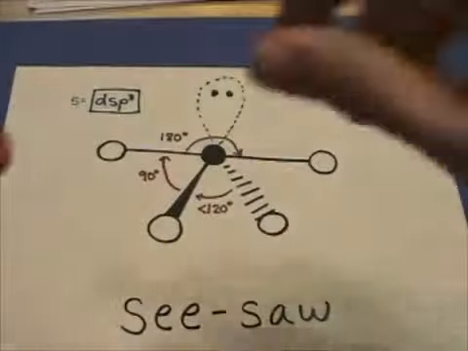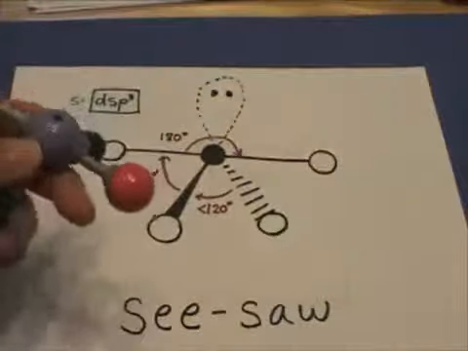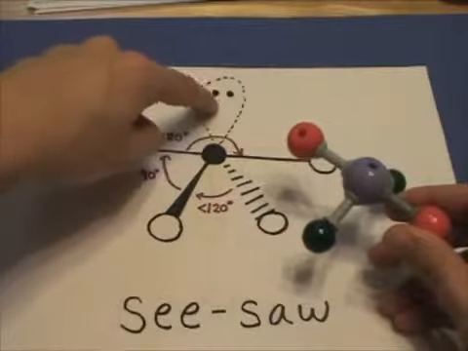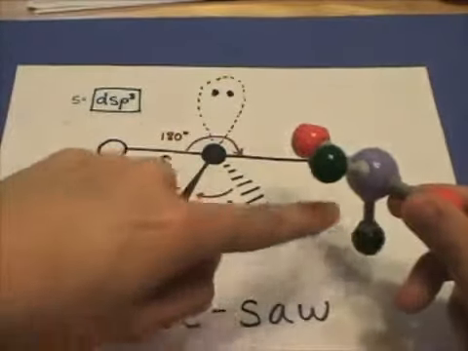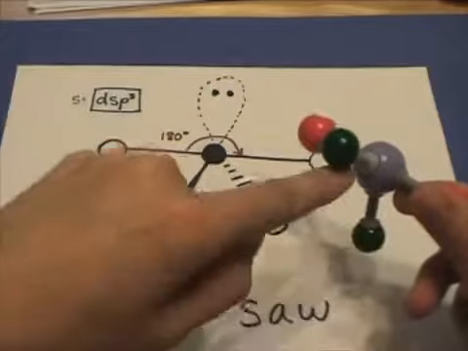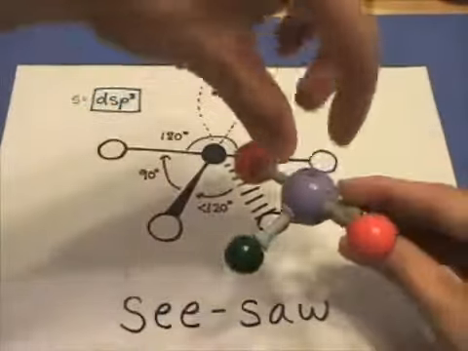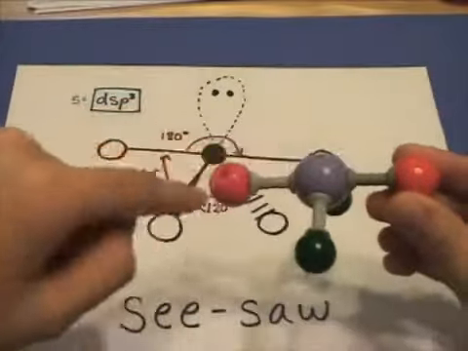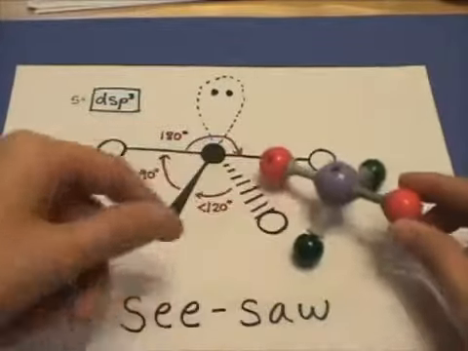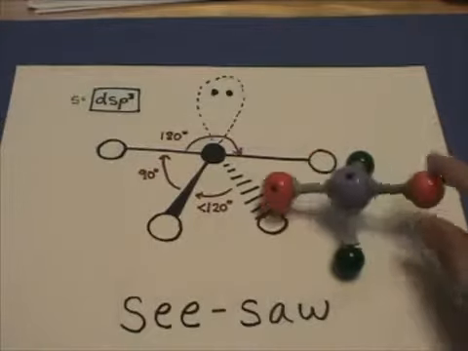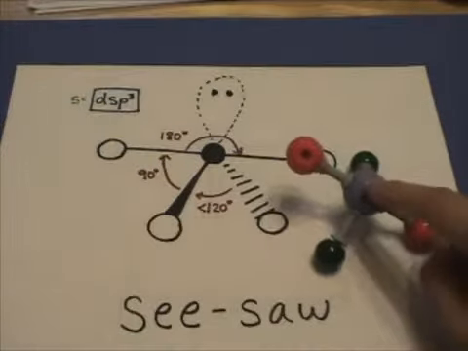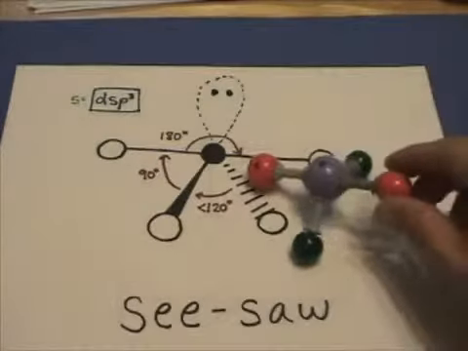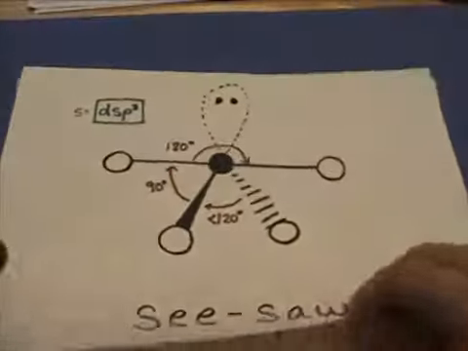If one of the sigma bonds is replaced by a lone pair of electrons, the lone pair actually goes to the equatorial position. Now we have the expected 120 degrees, but maybe slightly less because this lone pair takes up a little bit more space. And then a predicted approximately 180 degrees, and we call this a seesaw with a dsp3 hybridized central atom where you have 4 sigma bonds and 1 lone pair of electrons.